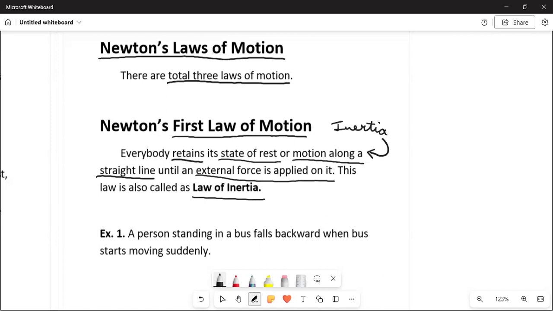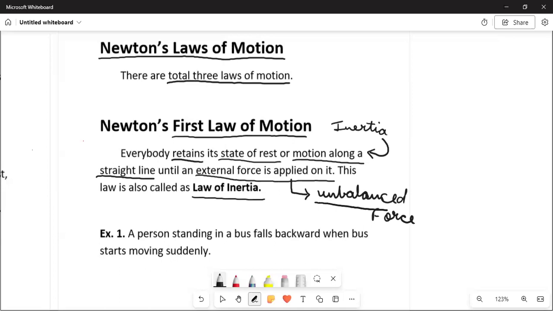And this applied force should be an unbalanced force. It is compulsory that the force applied on the body should be an unbalanced force. If a balanced force is applied, there will be no change in its state of motion, but only a change in its shape and size. But when an unbalanced force is applied, we will see there is a change in its state of rest or motion. And to change this state of rest or motion, we need an unbalanced force.